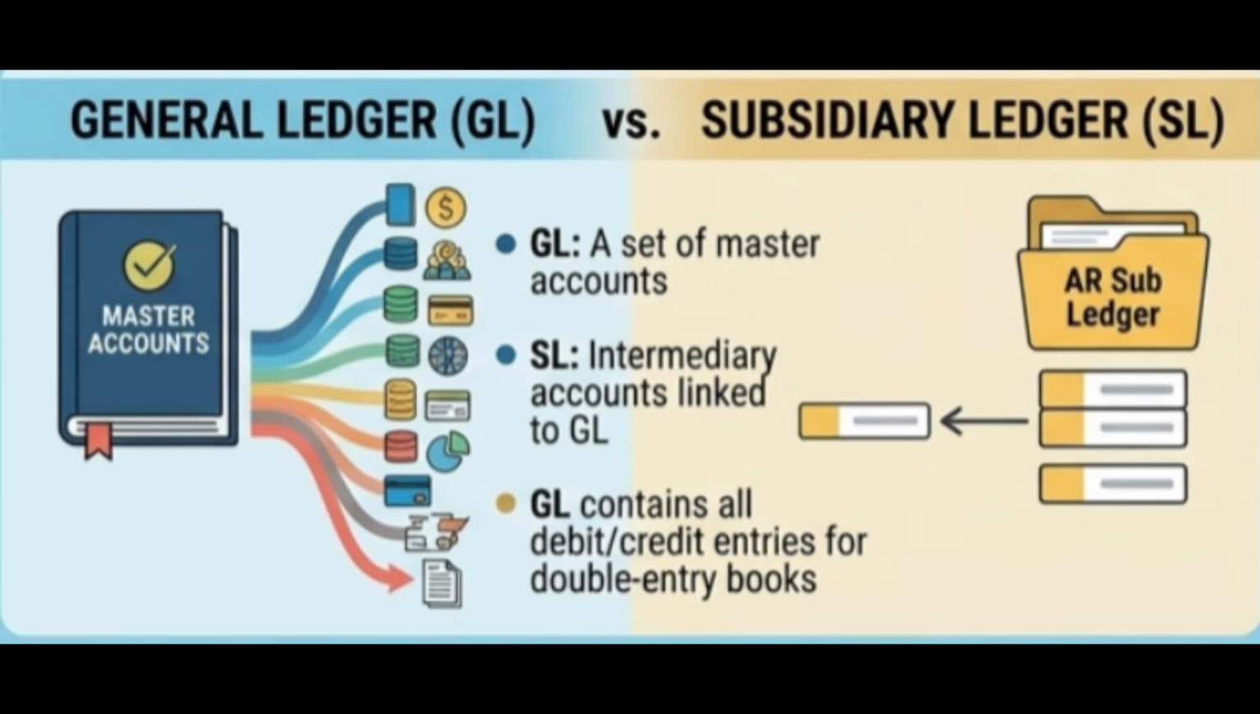3. The flow. When data is entered into a subsidiary ledger system, like SAP, it is often automatically posted to the GL. Reconciliation accounts ensure that these balances align perfectly.